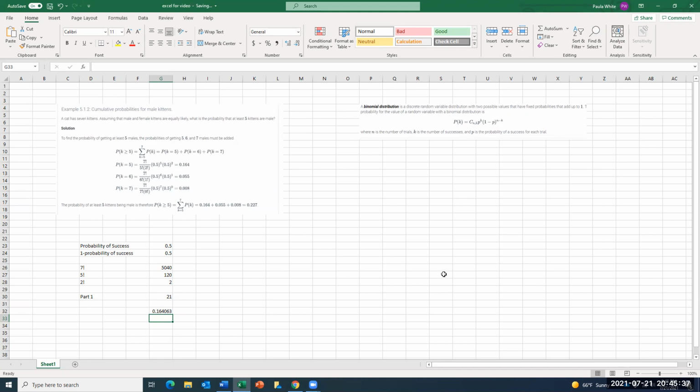And that's as simple as it is. Now, to finish the problem, I would work out the probability for K equals 6, the probability for K equals 7, and then add them all together, which is what we're doing in this top part. Now, there's a much easier way of doing this using Excel functions.